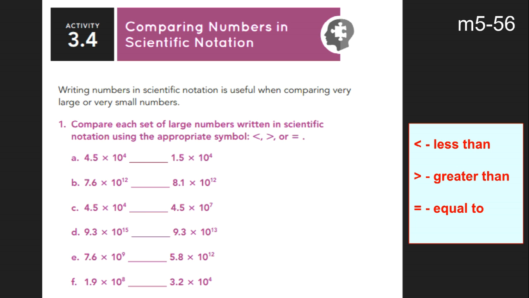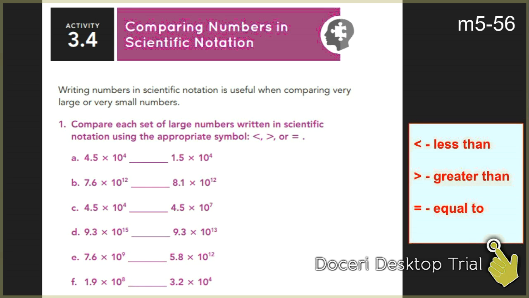So let's look down at the bottom of M556. It says writing numbers in scientific notation is useful when comparing very large and very small numbers, as we've talked about. Now our directions are going to ask us to do some comparing. So they give us 3 symbols to use. If you look, they give us these 3 symbols here.